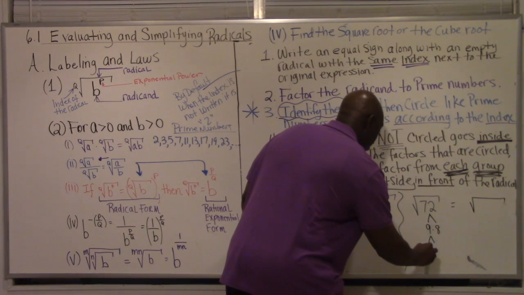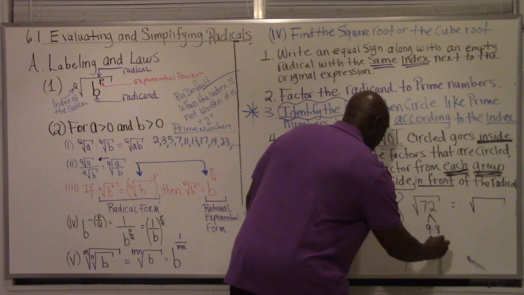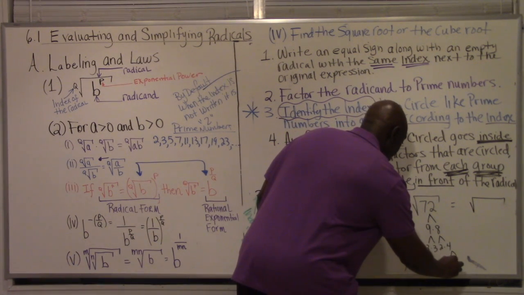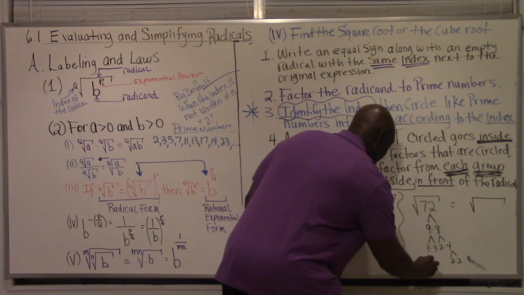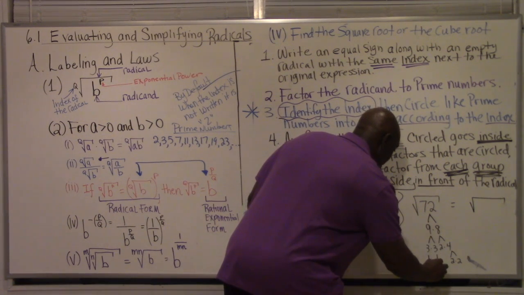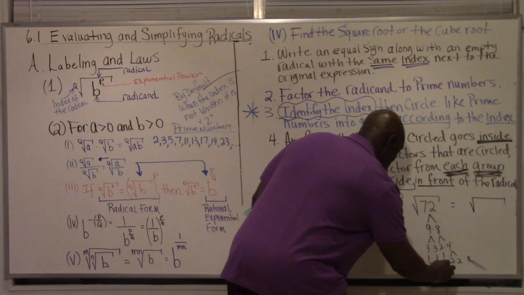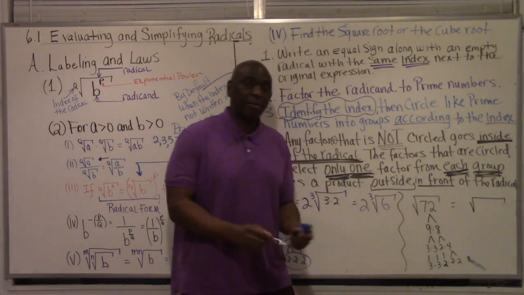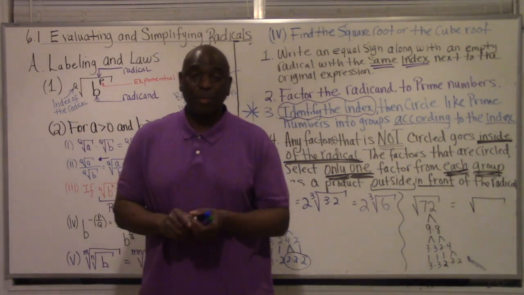9 is 3 times 3. And 8 is 2 times 4. And 4 is 2 times 2. Bring down this 3. Bring down this 3. Bring down this 2. And there we go. It's broken down.